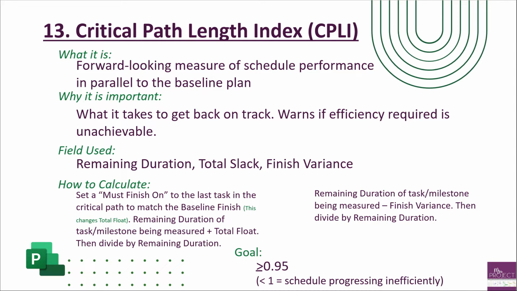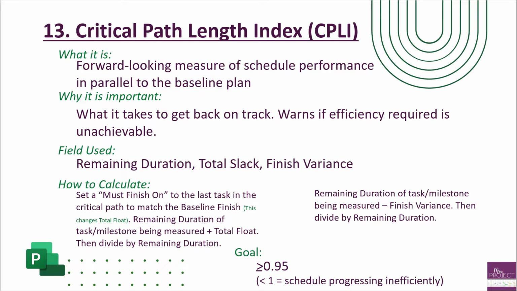If you are more than 1, it means you've got enough slack in there that you don't have to be that efficient to meet your deadline because you've just progressed so well. But usually many people are not going to be above 1 for the larger projects. If you're less than 1, so again, we want to stay above 95%, but if you're less than 1 and definitely below the 95, it just means that your schedule is progressing inefficiently.